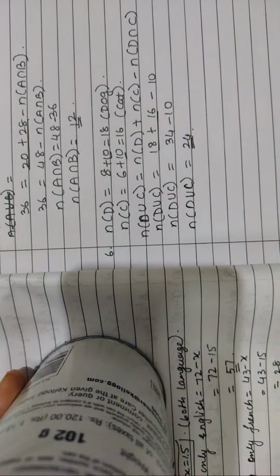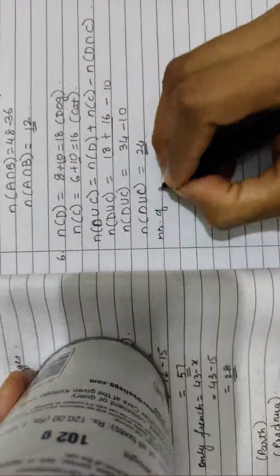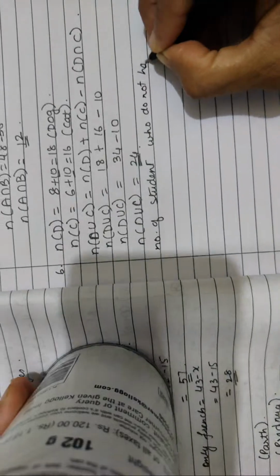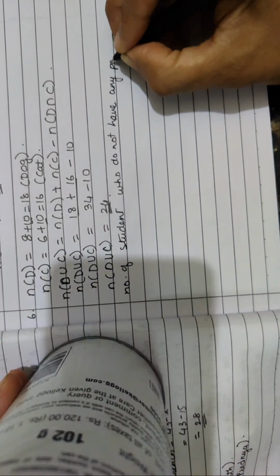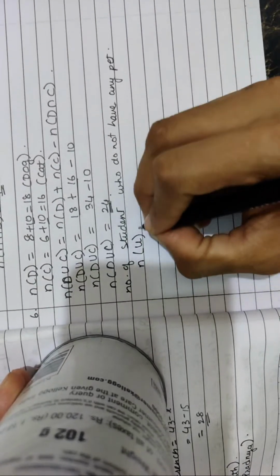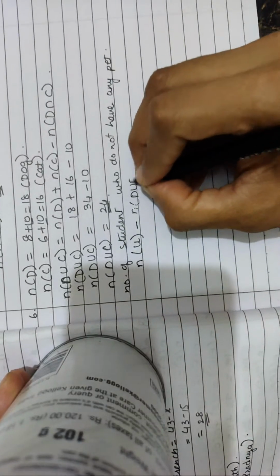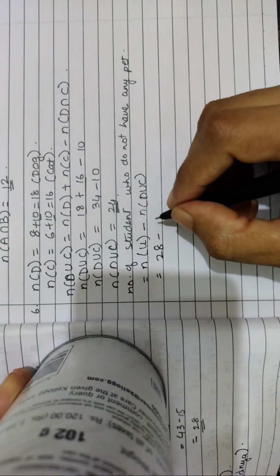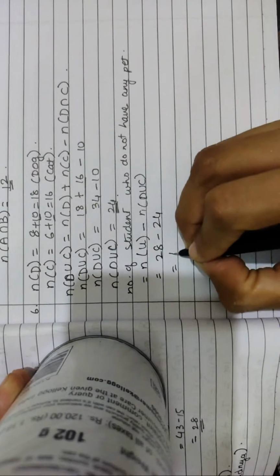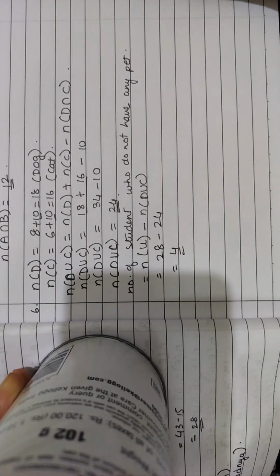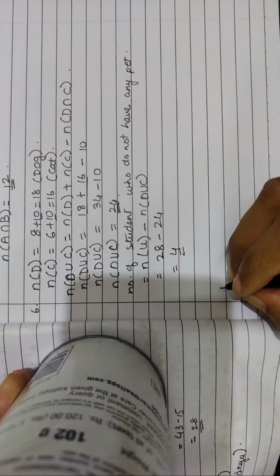Okay, we have to find out who do not have a cat or a dog. So number of students who do not have any pet, neither a cat nor a dog. So for that, universal set minus D union C. So universal is 28, the total he has told us at the starting of the sum is 28. 28 minus 24 will give me 4. So 4 such students have no pet. Okay, going on to the next question.